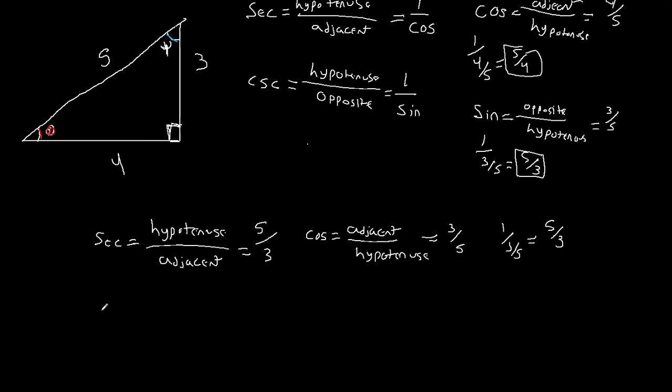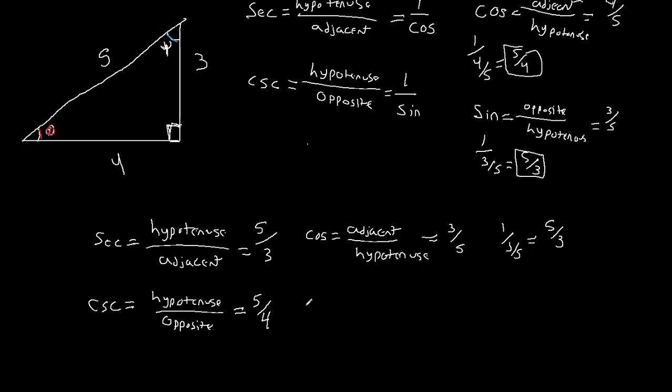Okay. Let's do cosecant. Again, cosecant is going to be hypotenuse over opposite. So the hypotenuse of phi is again going to be 5 because that doesn't change. But the opposite, this is the side that is not touching phi, which in this case would be 4, because this side here is not touching phi, so 5/4.